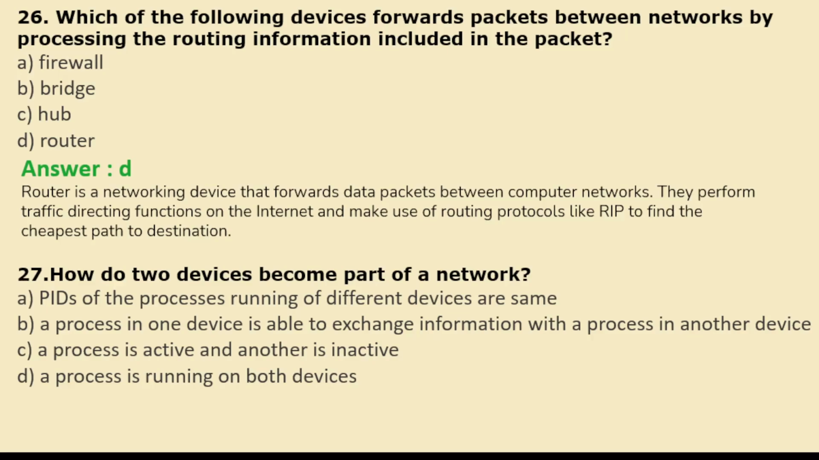How do two devices become part of a network? A. PIDs of the processes running on different devices are same. B. A process in one device is able to exchange information with a process on another device. C. A process is active and another is inactive. D. A process is running on both devices. Correct answer is B. A process in one device is able to exchange information with a process in another device.